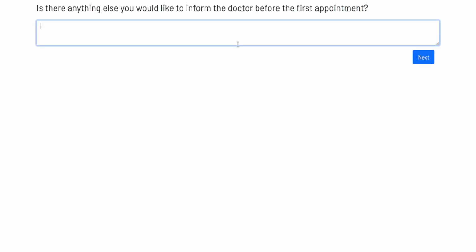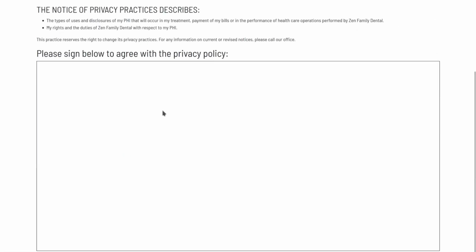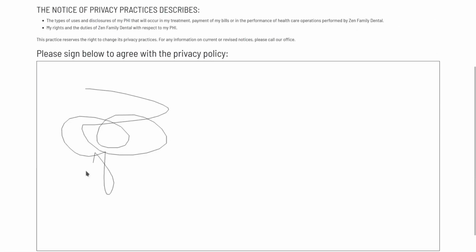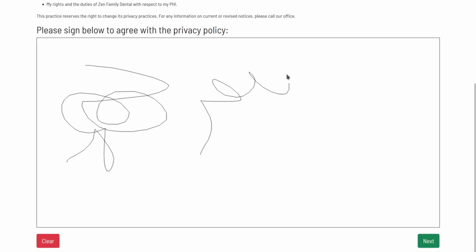Very often patients would use this text form to say, hey, I have things I don't want to talk about. Like, for example, I want to talk about, okay. And then the simple consent form, they can use the mouse, or of course they can use their finger if they're on a tablet or phone.